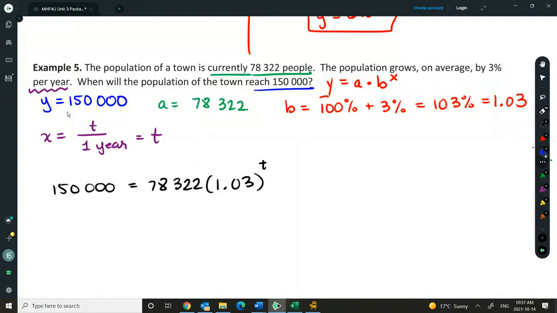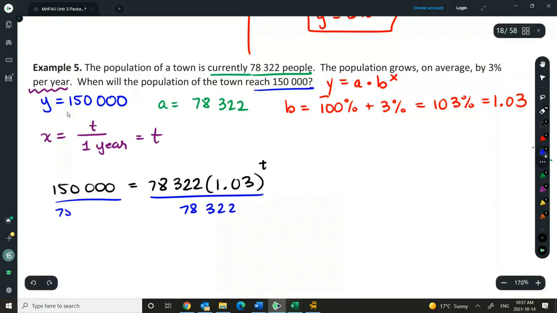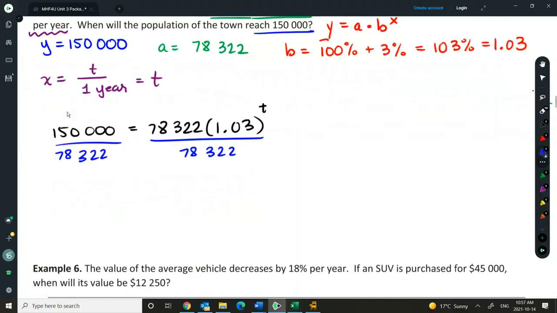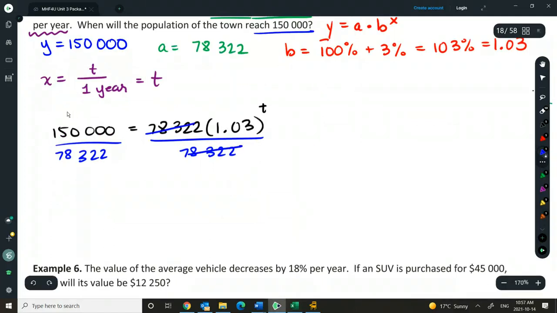Where did I put my calculator? There it is. Okay, so let's start by dividing that 78,322 out. If you don't get a whole number from doing 150,000 divided by 78,322, you're going to leave it in fraction form. Because the more I start to round things, the more of a problem it becomes when I try to find the exact answer. Okay, so fraction form, this is a repeating decimal, so I'm leaving it as this. Now we have 150,000 over 78,322, and that's equal to 1.03 to the t.